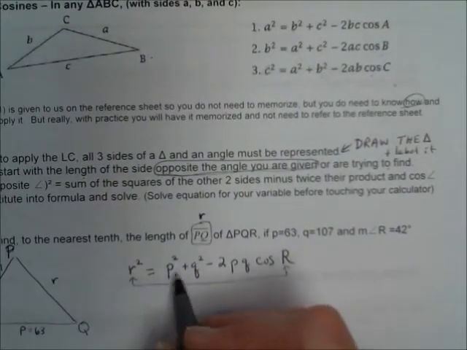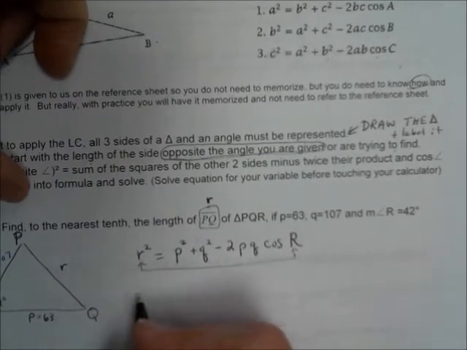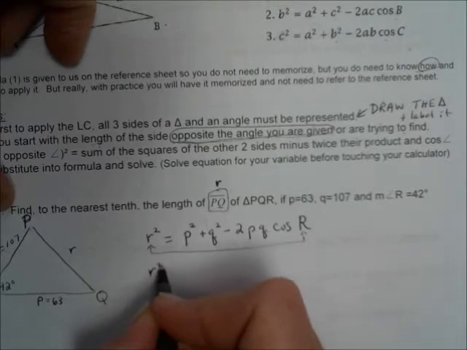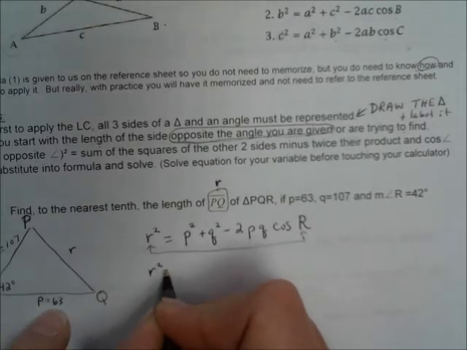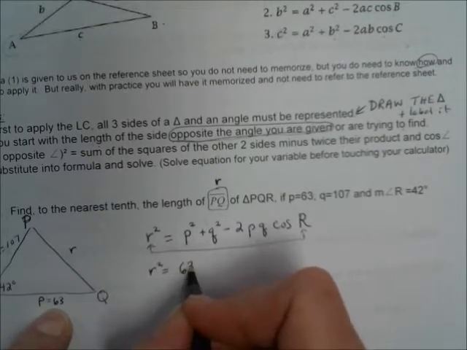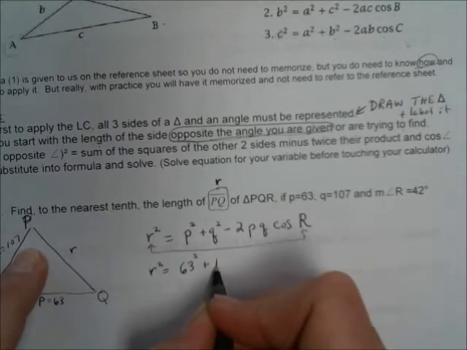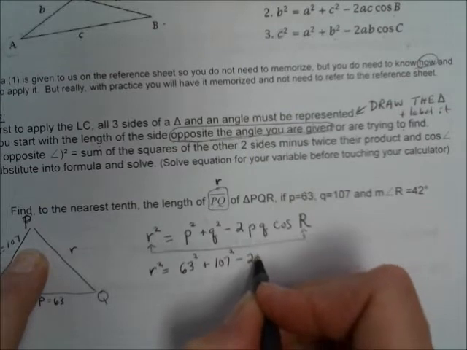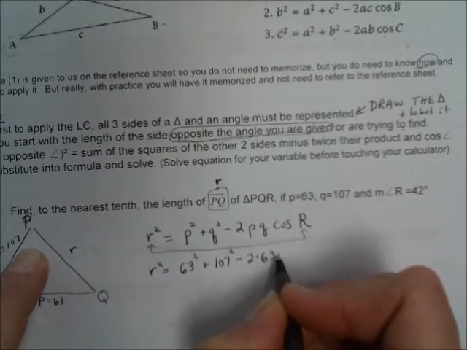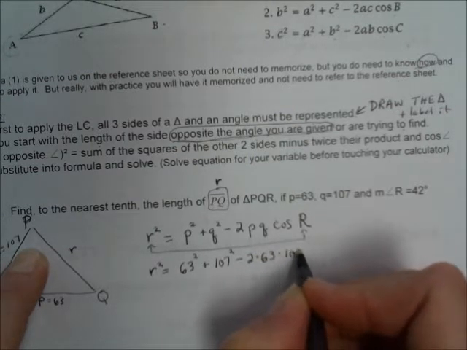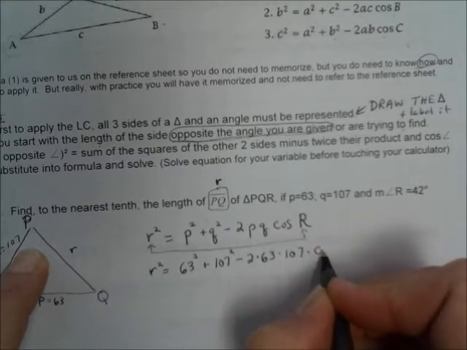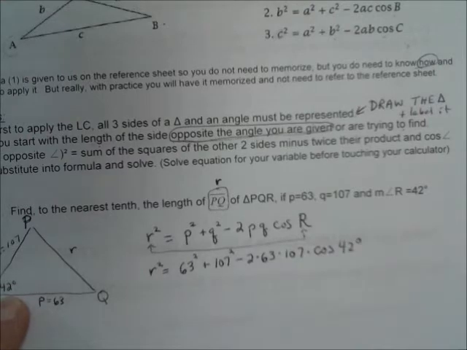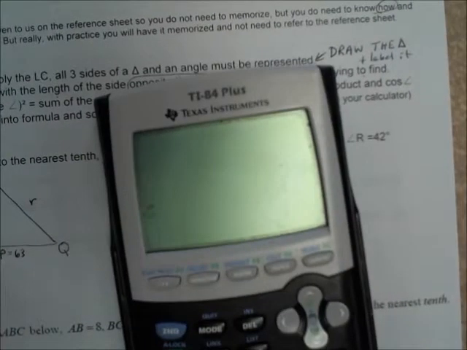And now what we do is just substitute the numbers that they gave us, and then we're going to use our calculator to solve this. So the next line down will be r squared is equal to p is 63 squared plus q is 107 squared minus 2 times 63 times 107 times the cosine of angle r, which is 42 degrees. And now we're going to just plug that into our calculator.